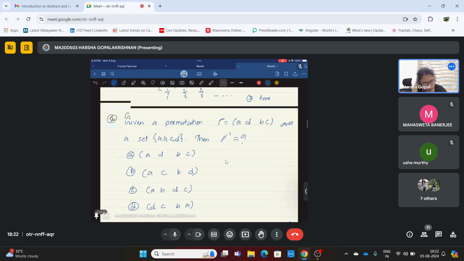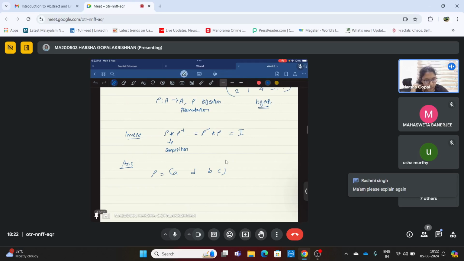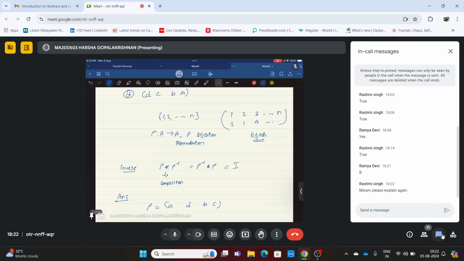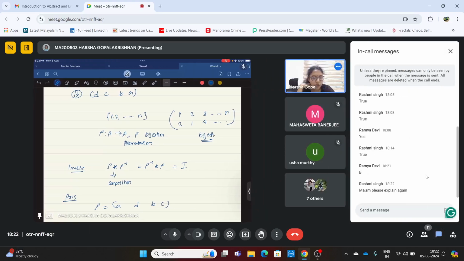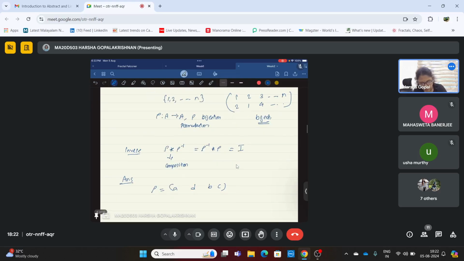Okay, so rho is given as ADBC. I hope you know this kind of notation. Okay, which one do you want me to explain? Permutation? Which portion? Okay, permutation. So permutation basically means it is a bijection.